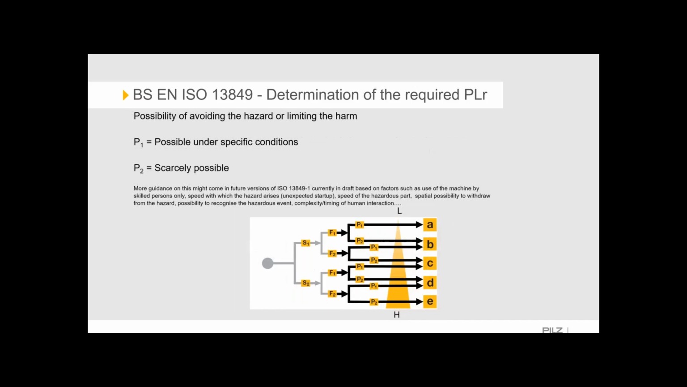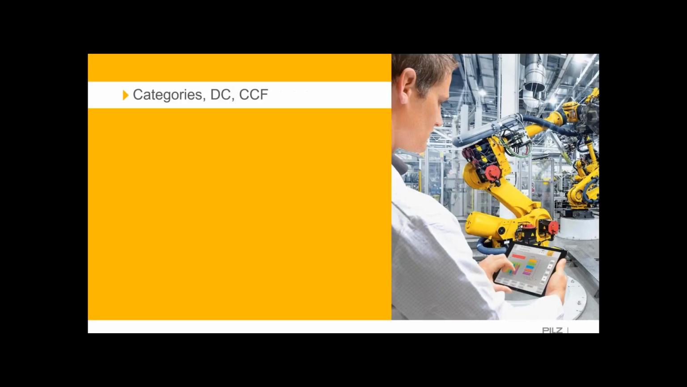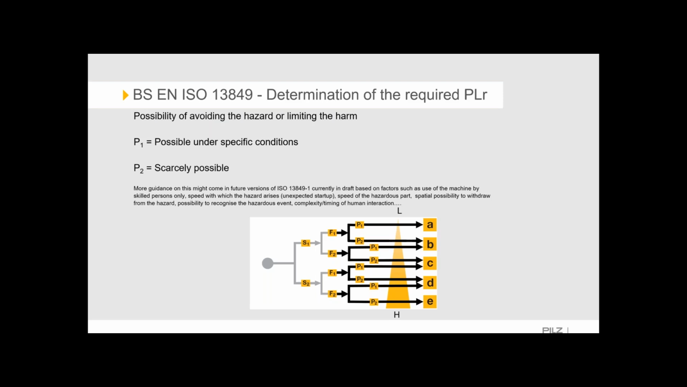And then for P, which is the possibility of avoidance, for the purpose of this webinar, I won't be looking at the revision of 13849, which uses the table for specific conditions. But we have P1, which is possible under specific conditions, and P2, which is scarcely possible. So from that, you would determine what performance level you required, from a to e.